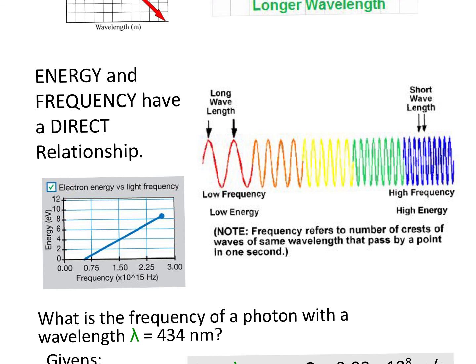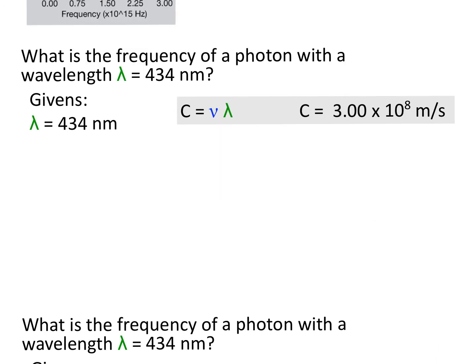So I kind of talked about these, but let's do sample calculations. What you really need to know is how do I calculate if I give you wavelength.